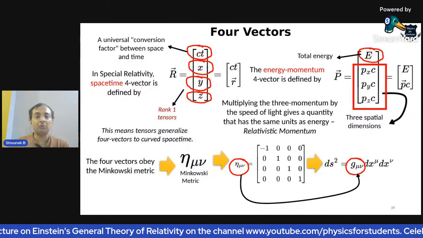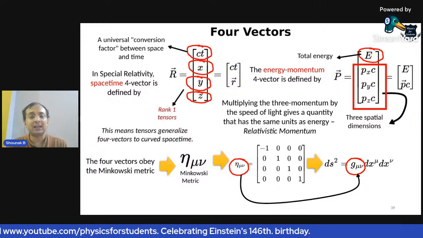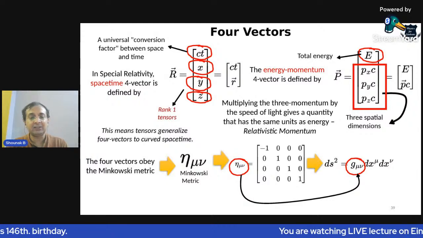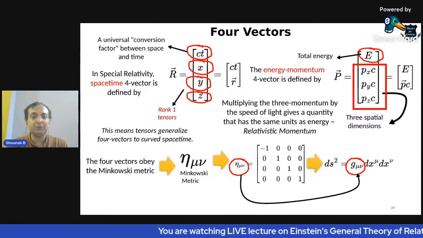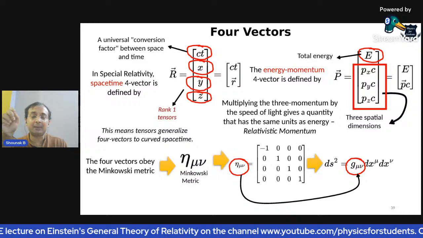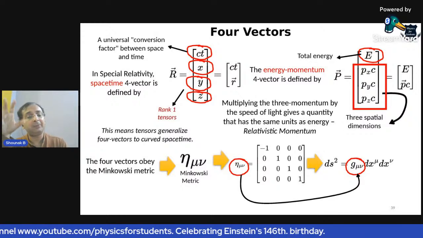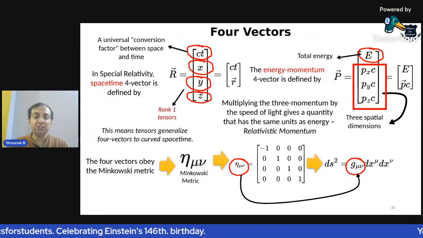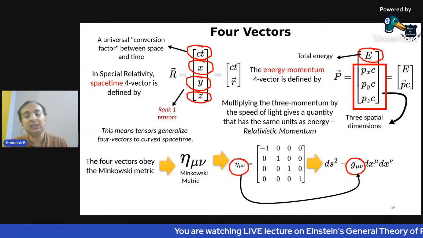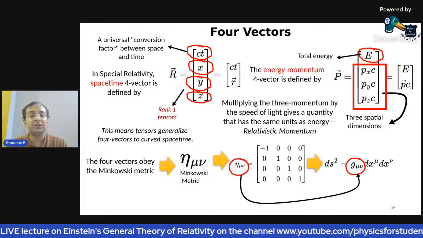Now here you see how a 4 vector looks in special relativity. In special relativity, space and time are connected. So ct is the speed of light, which is the conversion factor, and it tells how space and time coordinates transform. And then you can see x, y, and z. These are the spatial components. Also, this is what is called the 4 momentum, energy momentum. As I told you, in special relativity we do not have a typical Newtonian momentum. We have a total energy E, and then we have pxc, pyc, and pzc. These are the spatial components. So in special relativity, 4 vectors live in a flat space-time.